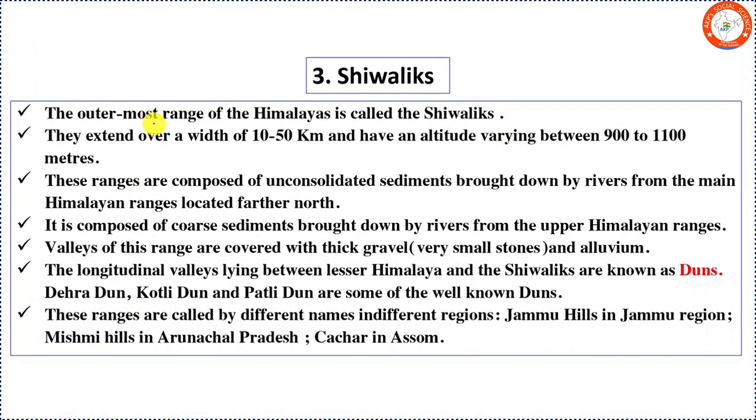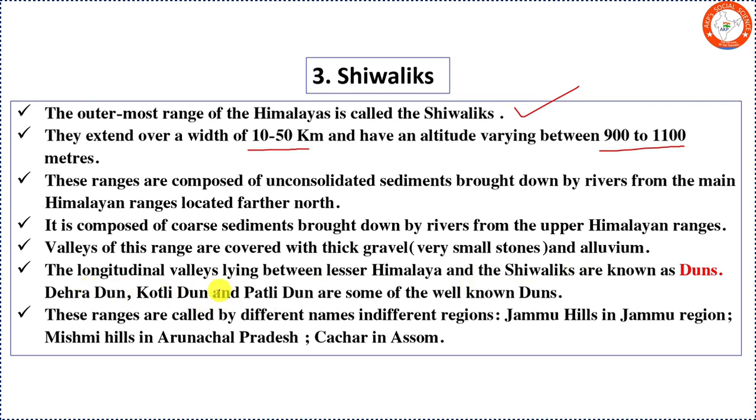Shivaliks. The outermost range of Himalaya is called Shivalik. It lies south of Himachal. They extend over a width of 10 to 50 kilometers and have an altitude varying between 900 to 1100 meters. These ranges are composed of unconsolidated sediments brought down by rivers from the main Himalayan ranges located farther north. Valleys of these ranges are covered with thick gravel, very small stones and alluvium.